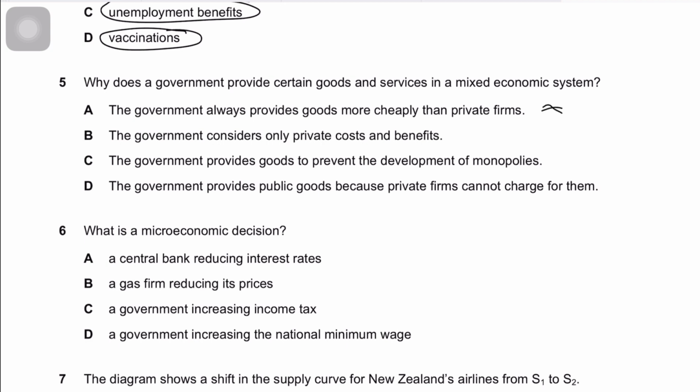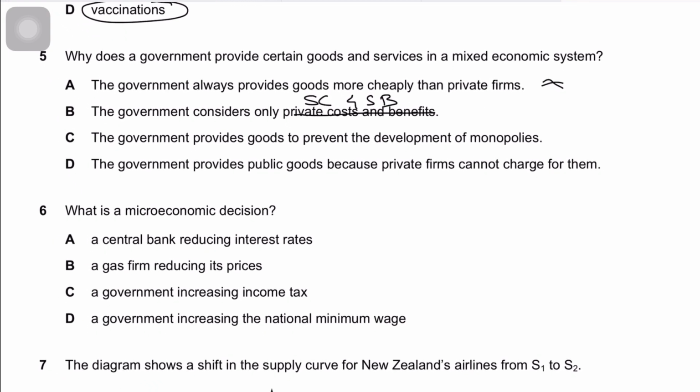A should not be the answer. The government considers the private... No, the government does not consider the private cost and benefit. In fact, the government considers the social cost and social benefits. The government provides goods to prevent the development of monopolies. Yes, the government does provide goods to prevent the development.